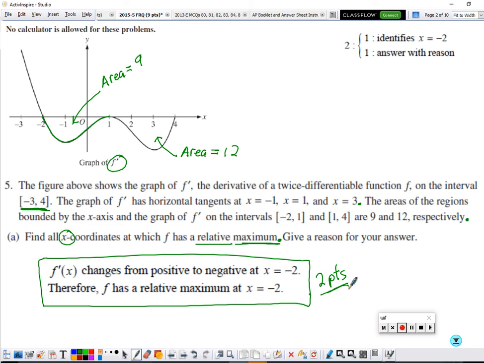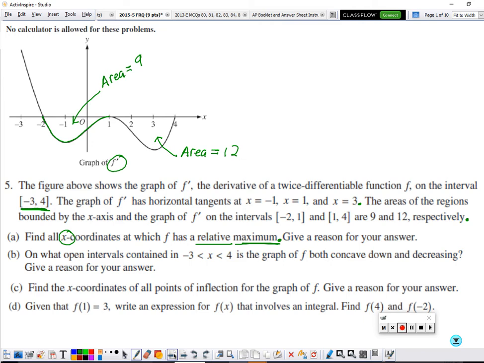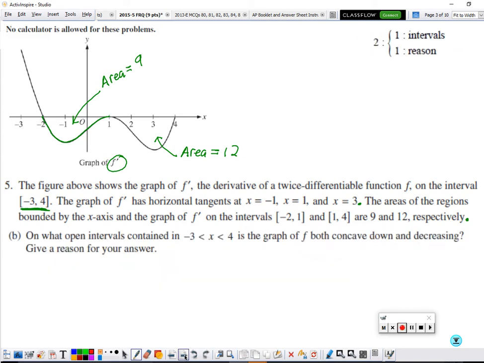Awesome. Next one. Part B. Part B says on what open intervals, they give you a hint right there. Plus my advice is, unless you're just positive, you're safest to just use open intervals. On what open intervals from -3 to 4 is the graph of f both concave down and decreasing? So that's a chart problem.